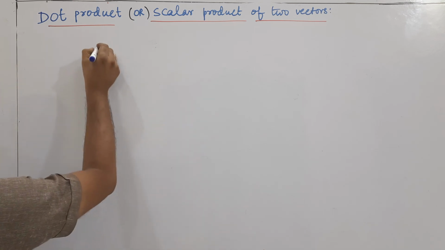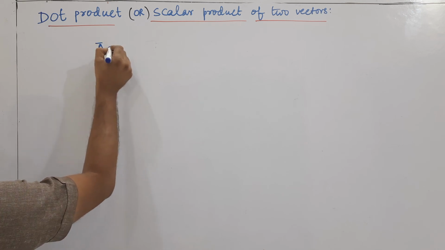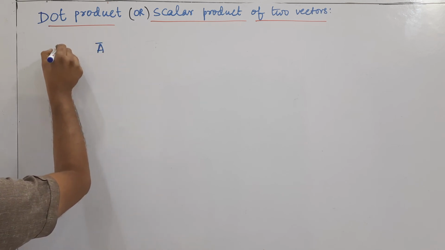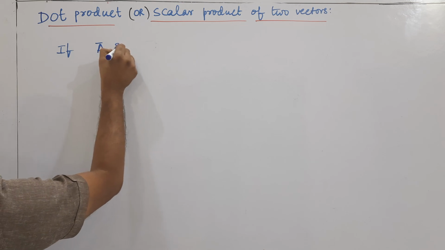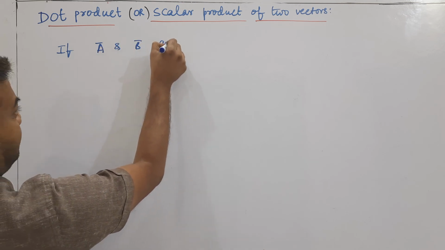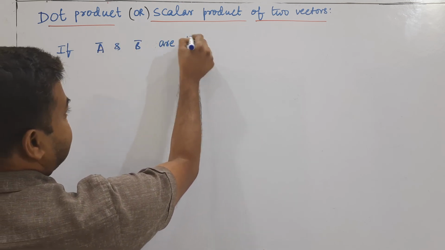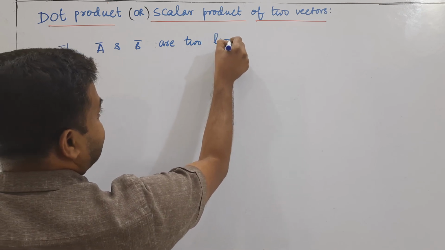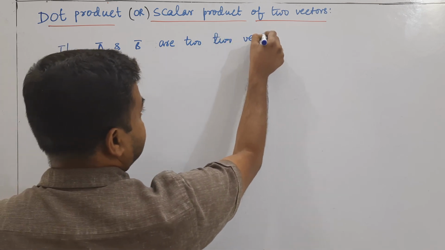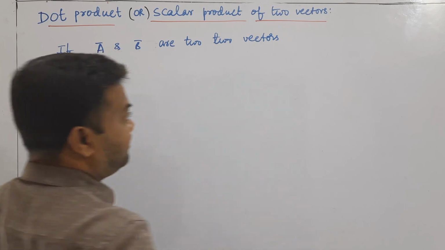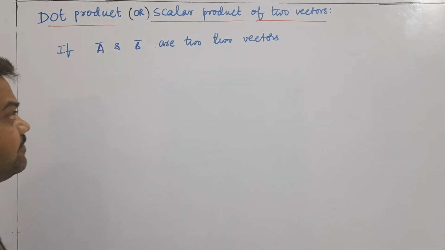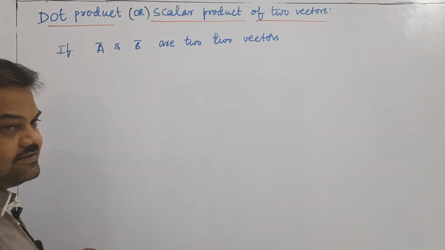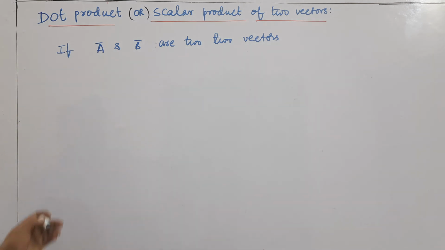Okay, the cross product we can explain later, but here we have to explain the dot product. What is a dot product or a scalar product? Suppose a bar and b bar are two vectors. If you multiply them, then the resultant is a scalar, and we represent it with a dot product.